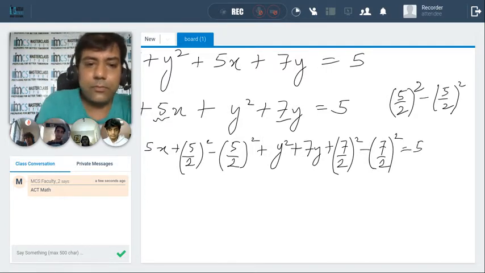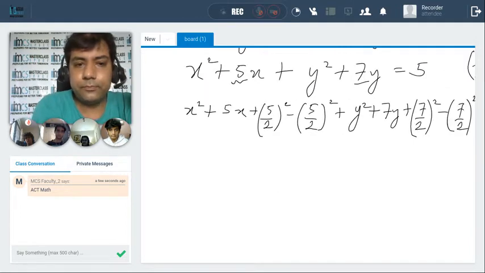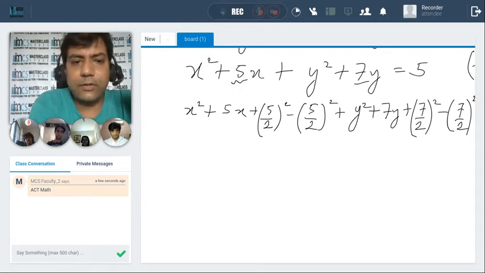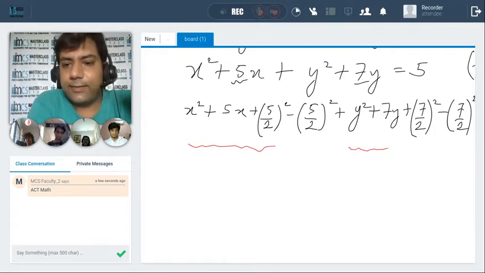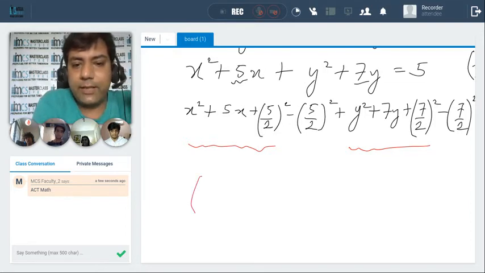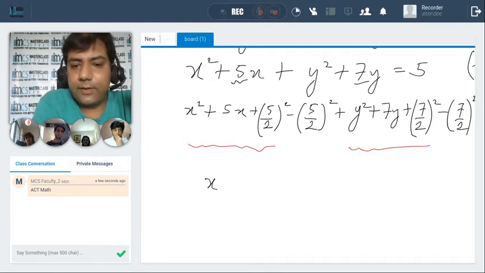Then what? Then you have to add those on. You have to add the 7 over 2 squared and the 5 over 2 squared on both sides, and you can simplify the x squared plus 5x plus 5. Now you can see that this thing and this thing are perfect squares. So I can write x plus 5 over 2, the quantity squared.